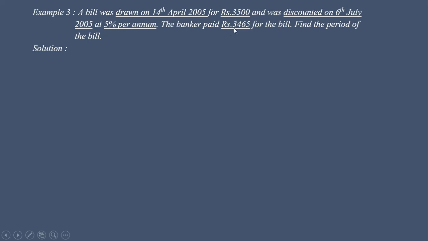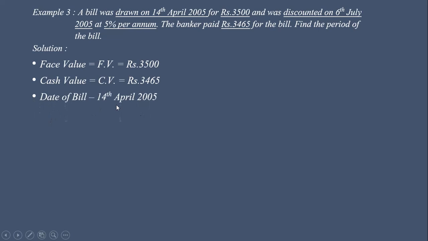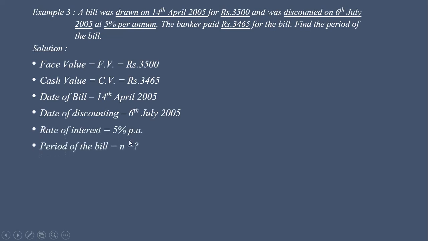Now when face value and cash value are given, it is equivalent to the banker's discount being given. We know that face value is rupees 3500, cash value is 3465, and banker's discount is FV minus CV. These two things are given, that means banker's discount is given. Now the remaining things are date of bill, 14th April, date of discounting, 6 July 2005, rate of interest 5%, and the period of the bill we want to find.